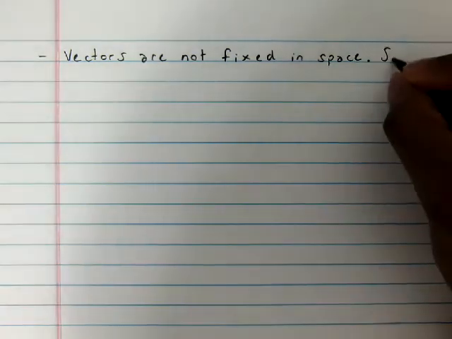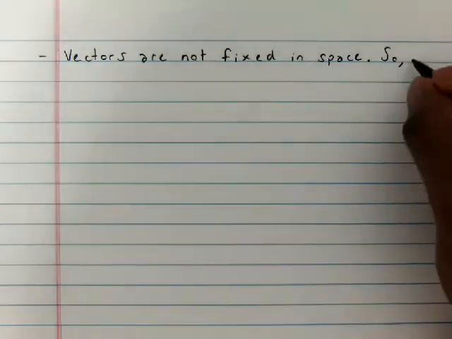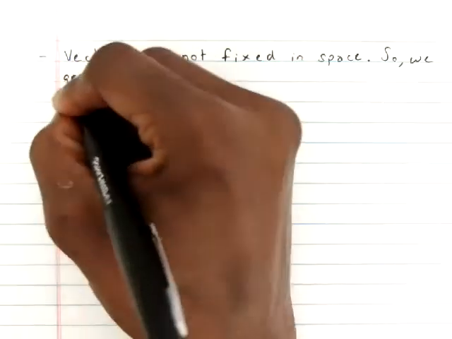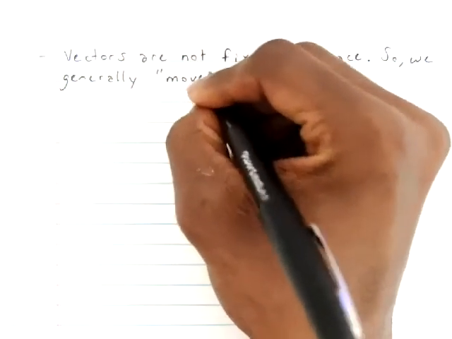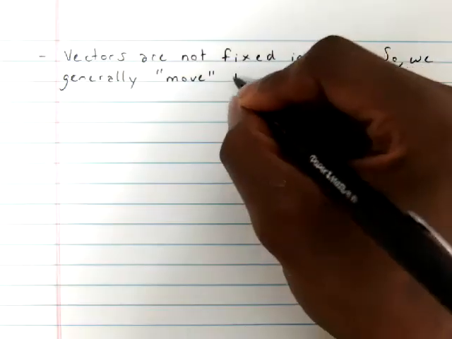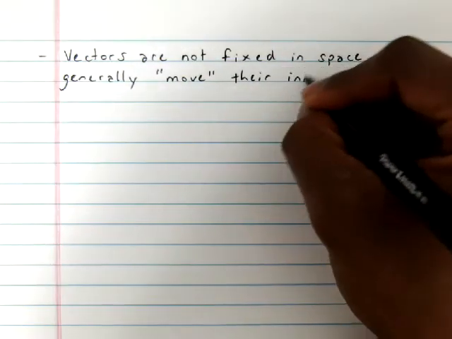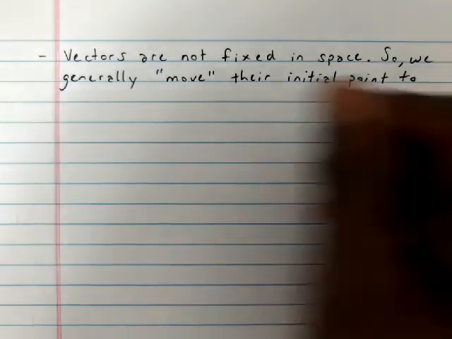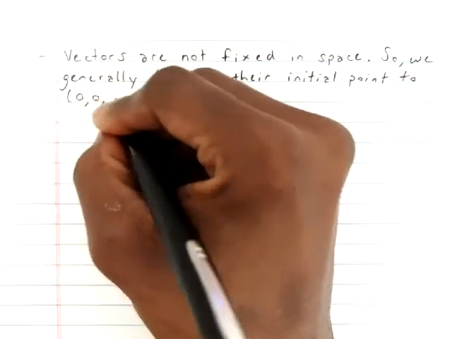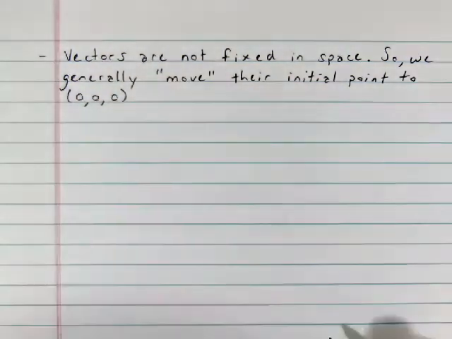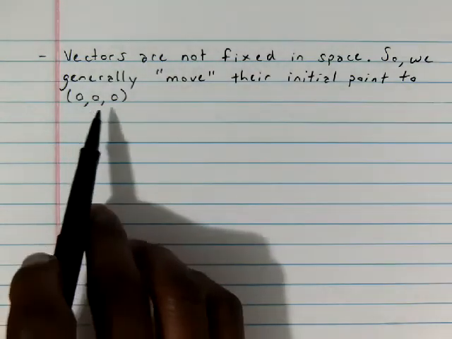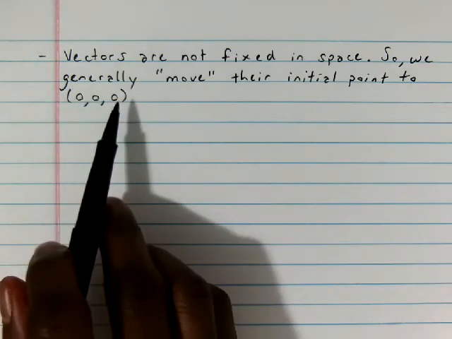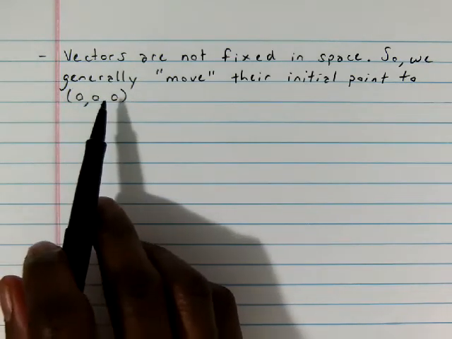So we generally move their initial point to the origin, or 0, 0, 0. And that way we don't have the two points that we're dealing with, the tail and the tip. One of them, the initial point, is always 0, 0, 0, which makes our life a little bit easier in representing our vector.